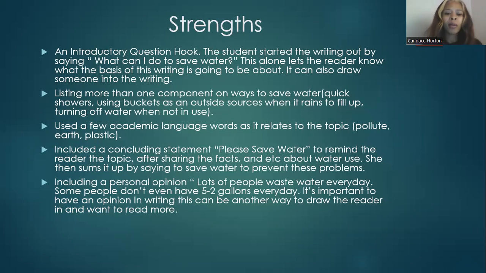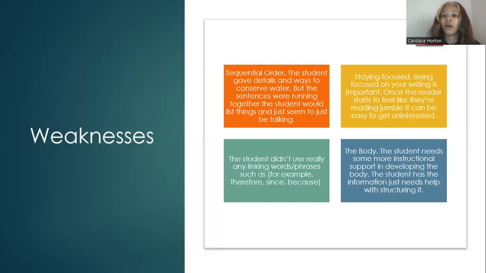She also included a personal opinion, which we all know is important, that after that hook, you want to have some type of personal opinion to go along with that. So she said that lots of people waste water every day. Some people don't even have 5 to 2 gallons every day. It's important to have an opinion in writing because this can be another way to help draw the reader in and make your reader want to read more about what you're saying. So she had a hook as well as she included a personal opinion of what she thought.